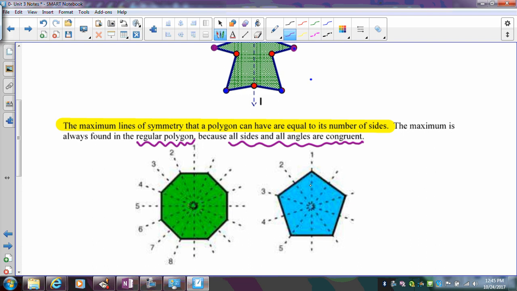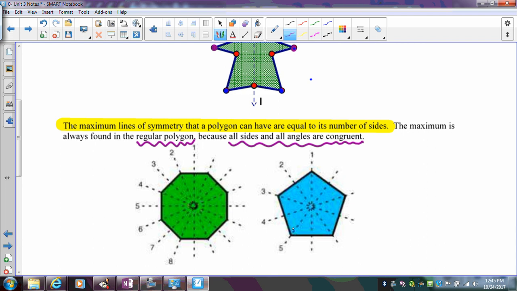So if we look at these examples, see how this octagon has 8 lines of symmetry because it's regular. And so that means 8 sides, 8 lines of symmetry. If you look, we have lines of symmetry that are going through the different vertices of the shape, as well as bisecting one of the segments. So those are our different lines of symmetry.